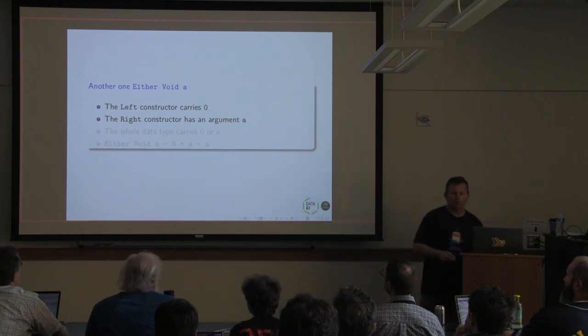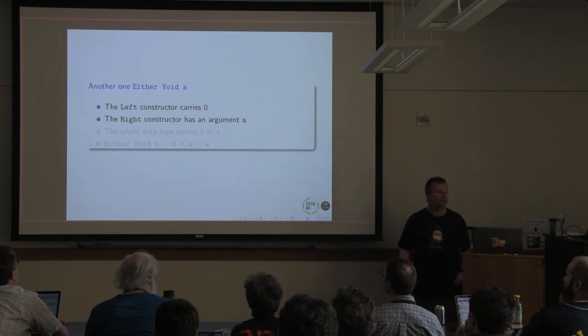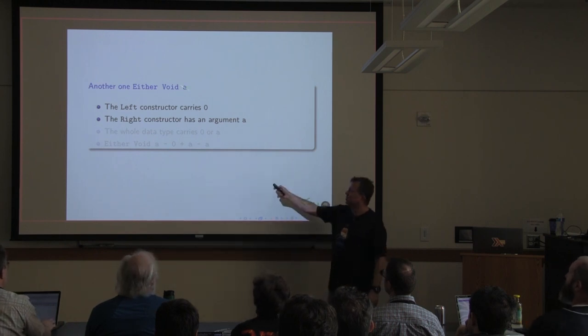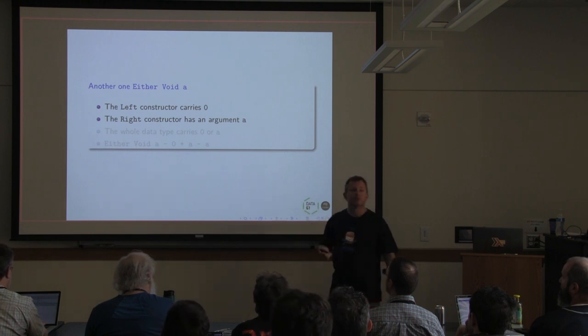False. Yeah. So void is zero. The source code for void is data Void. It has no constructors. You cannot construct it. So looking at this data type here, Either Void A, I've said zero plus A. That's A.